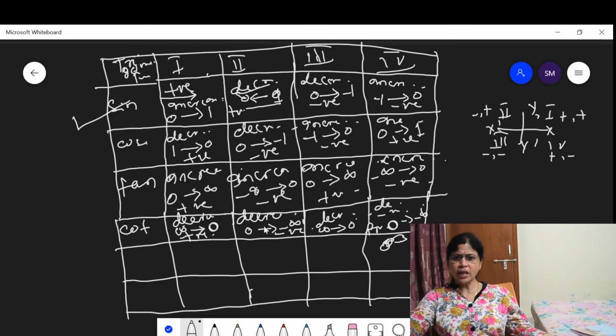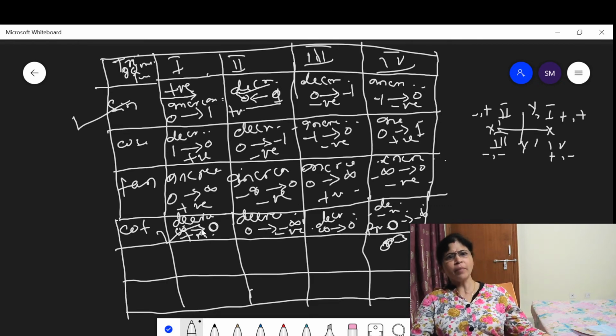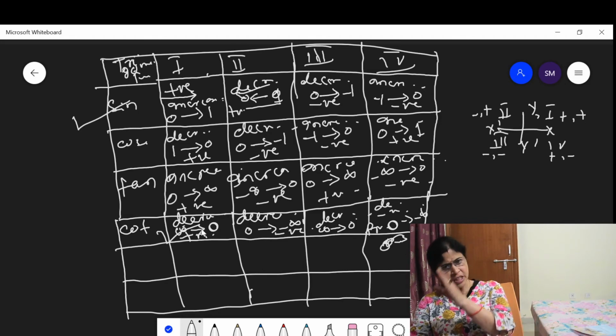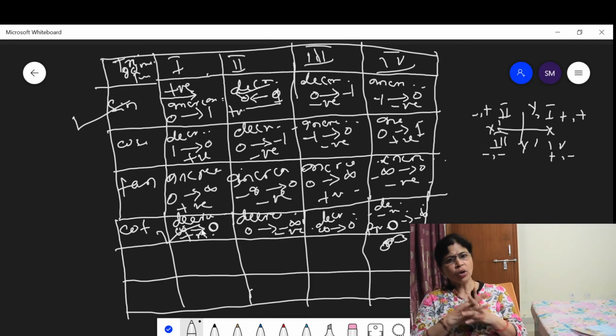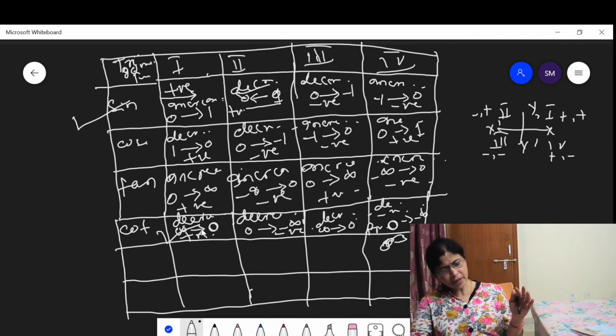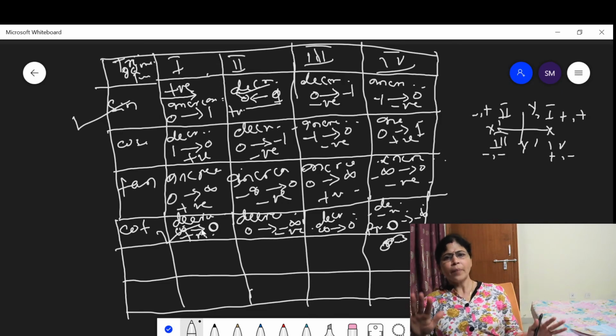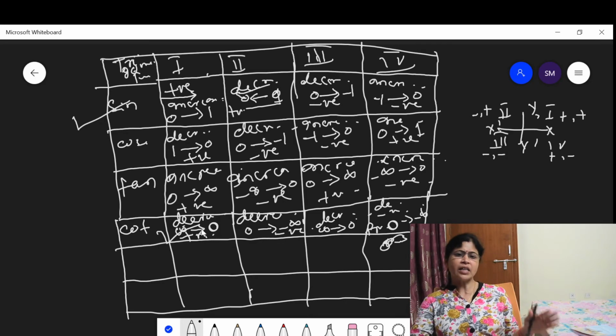In the first quadrant it is in decreasing mode from infinity to 0, which means positive value, because the values between infinity to 0 are positives. In the second quadrant, it is in decreasing mode from 0 to minus infinity, meaning negative value. In the third quadrant, it is decreasing from infinity to 0, meaning positive value. And in the fourth quadrant, it is decreasing from 0 to minus infinity, meaning negative value.